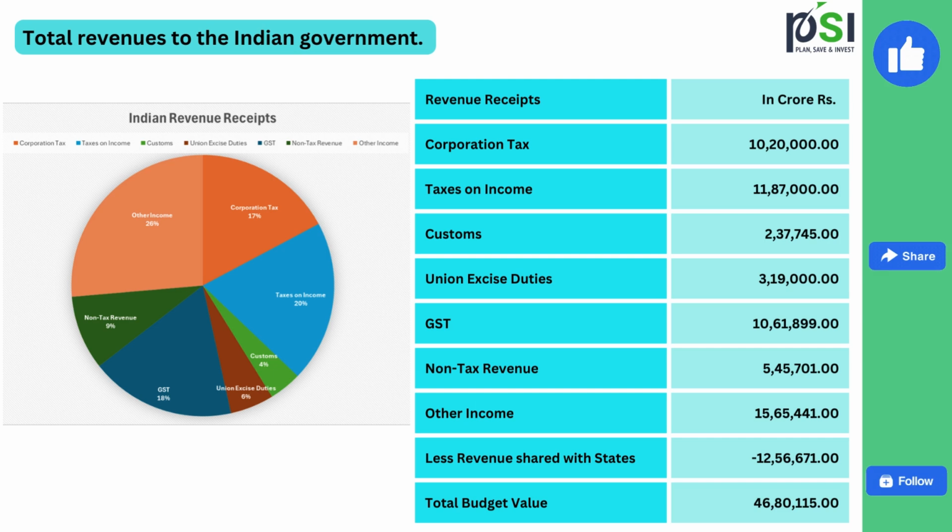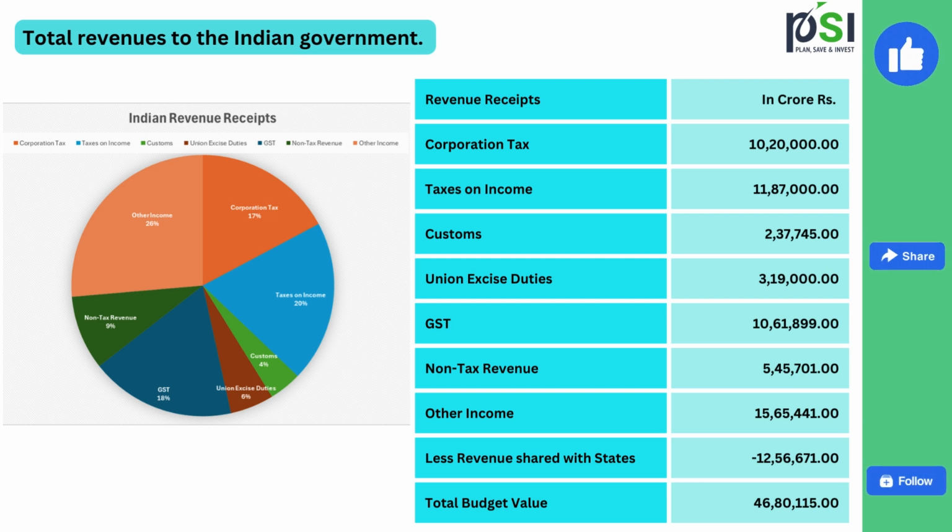So this is the long debate now running in the market, because direct taxes on personal income are more than corporate tax. There is a lot of debate on why individuals and middle class people are being taxed so much, which is crossing more than corporate tax. Okay, that debate apart, coming to the other revenues, customs 2,37,745 crores contributing 4%, union excise duties 3,19,000 crore 5% contribution, GST 10,61,899 crore which is contributing 18%.